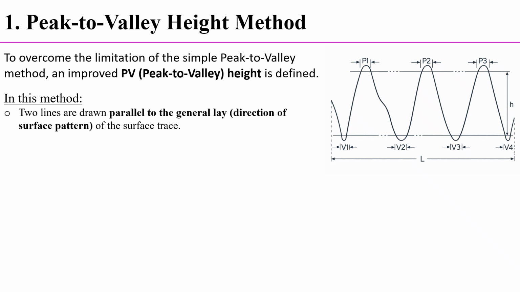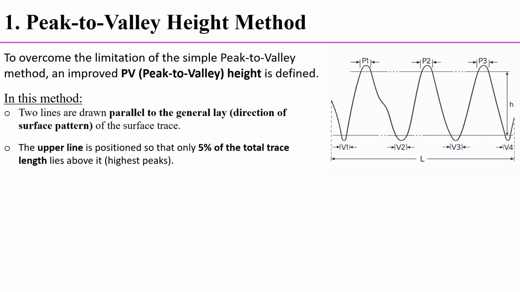So in this method, we have to draw lines parallel to the general lay of the surface. In the schematic, you can observe that we draw two parallel lines, parallel to the direction of the lay, so the direction of the surface pattern. Next we have to adjust these two lines. First we adjust the upper line. The upper line is positioned so that only 5% of the total trace length lies above it.